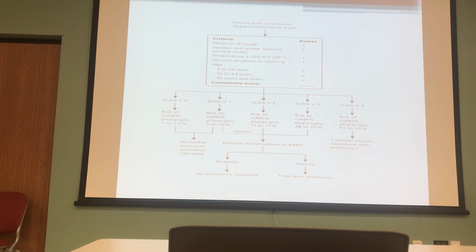If they have cervical lymph nodes that are swollen and tender, they get a point. If they have an elevated temperature, they get a point. If you open their mouth and you see some pus on their tonsils, they get a point. If they're between the ages of 3 and 14, they get a point. 15 to 44, they don't get a point. And if they're greater than 44, you minus a point. Okay?